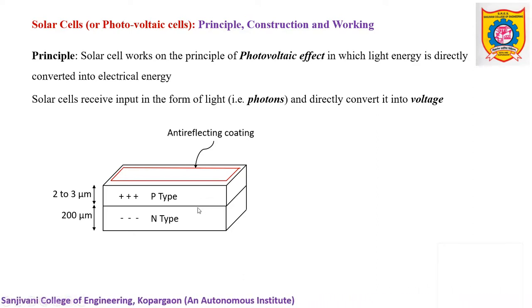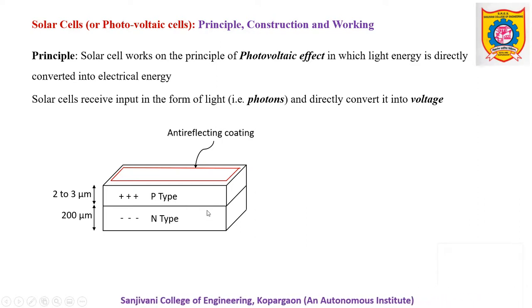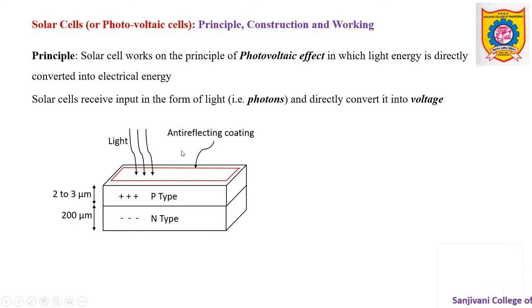So due to diffusion of holes and electrons in opposite regions, a row of fixed ions is created, and because of that some barrier potential is developed. That barrier potential is Vb. Okay, now let us see it as shown in this diagram.